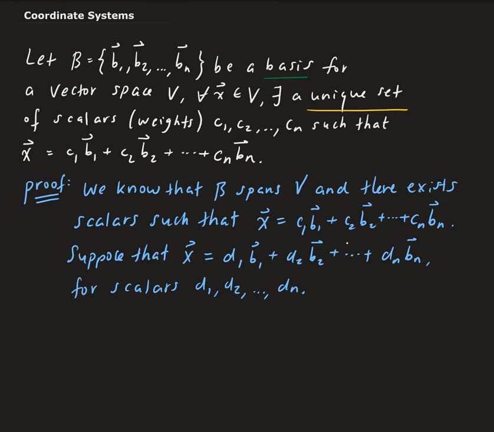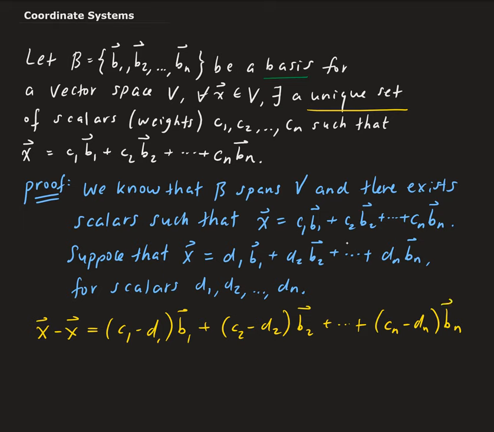So we're going to take the difference, x minus x. That gives us c1 minus d1 times b1, plus c2 minus d2 times b2, plus cn minus dn times bn. All we do is take the difference between these two representations.